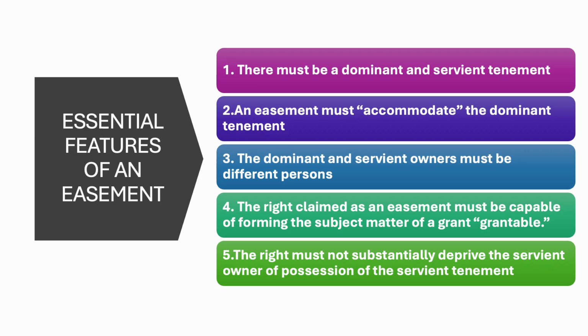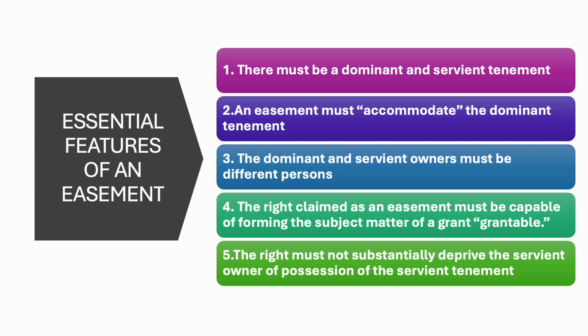Secondly, the easement must accommodate the dominant tenement. This means it must benefit the land, not just provide you with a personal advantage. Hill versus Topper is your classic case here. A man claimed an exclusive right to put pleasure boats on a canal. The court said no, that's a business advantage, not a benefit to the land. Now contrast that with Moody versus Staggles, where a right to hang a pub sign on neighboring property was an easement because the pub operated from the dominant land.